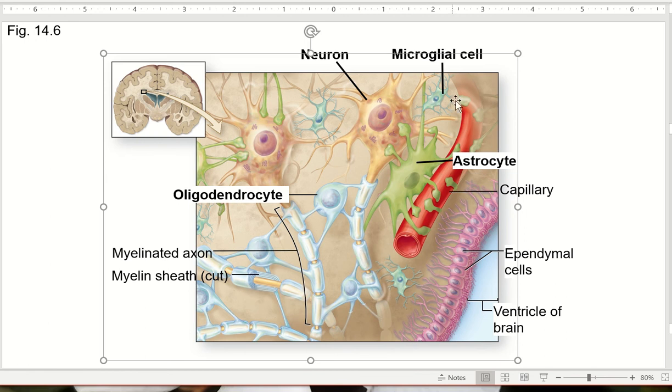We also have little tiny microglial cells. We have these others called astrocytes that are kind of star-shaped. They're going to support the capillaries. Then we have these things here called ependymal cells, and they're going to make this fluid that surrounds everything in the central nervous system.